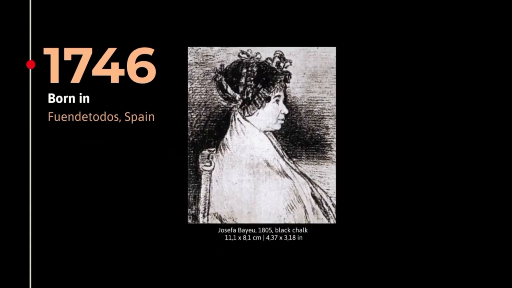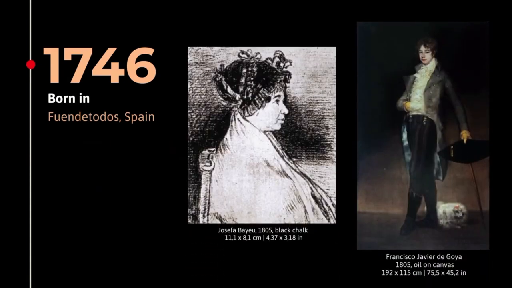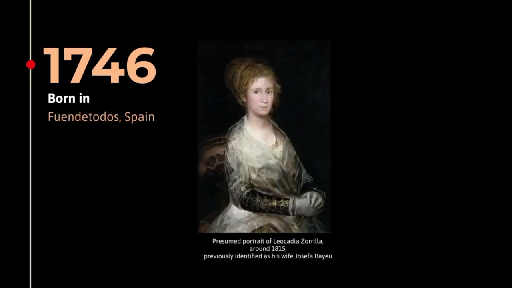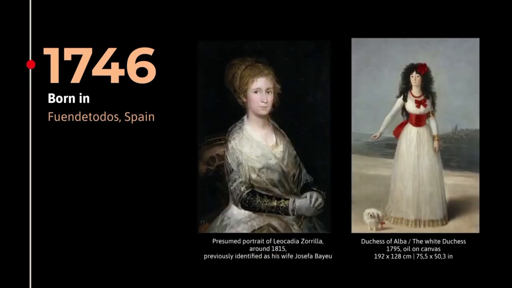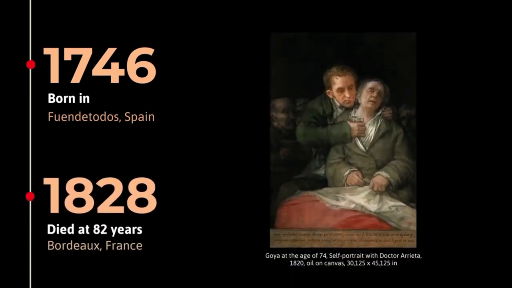He had many children with his first wife, but only their son, Francisco Javier, reached adulthood. He is also rumored to have had relationships with his housekeeper and an affair with the Duchess Alba, whom he also portrayed. Goya died in exile in Bordeaux in 1828 at the age of 82, having spent the last years of his life deaf due to a stroke.